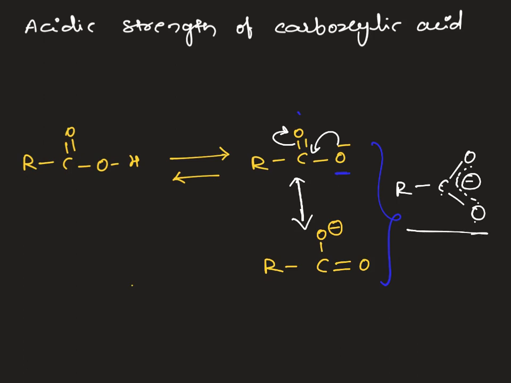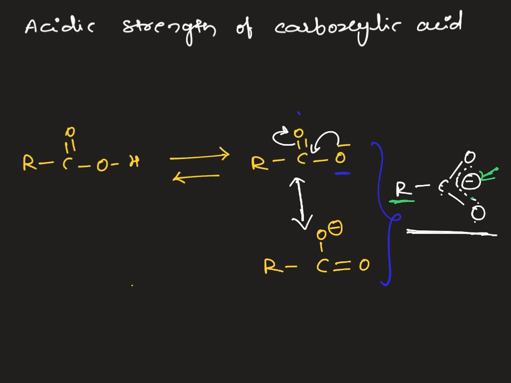Now the acidity depends upon the stability of the carboxylate ion. If you carefully see this structure, the negative charge is delocalized here and R is attached to this carbon. Any group that gives electrons to this carbon will destabilize it, because the system already has a negative charge. If it gives more negative charge, there will be repulsive forces and the stability of the system decreases. Any group which withdraws electrons from the system will stabilize it.